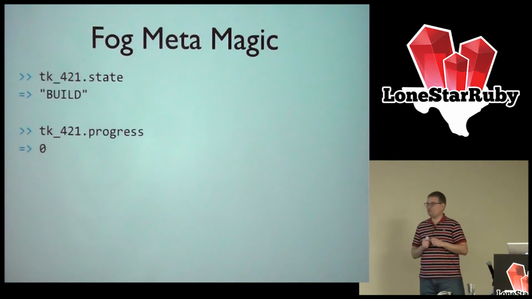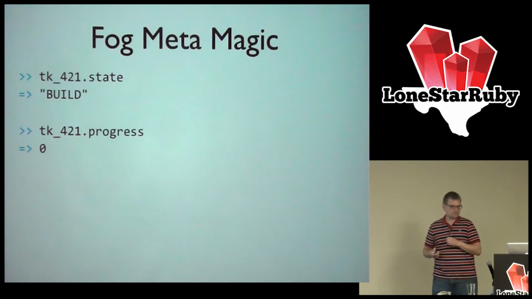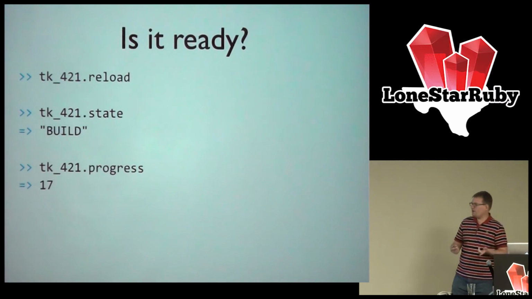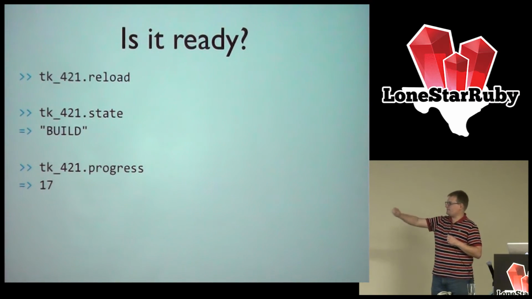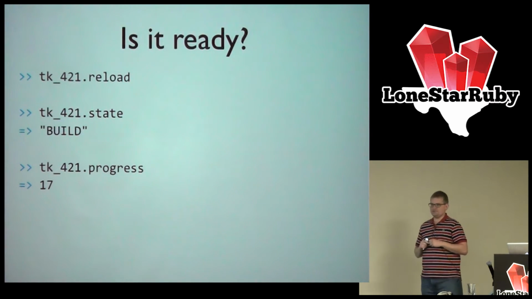So we can actually do tk_421.state. We can see it's in a build state. And we can also check the progress. And you see that this cloud server hasn't done anything yet. So let's go ahead and reload it to get the latest state. So you can see if we do server.state, it's still in the build state rather. And then if we do server.progress, you can see that we're actually 17% done.